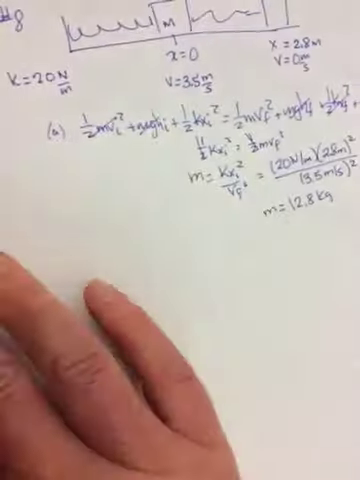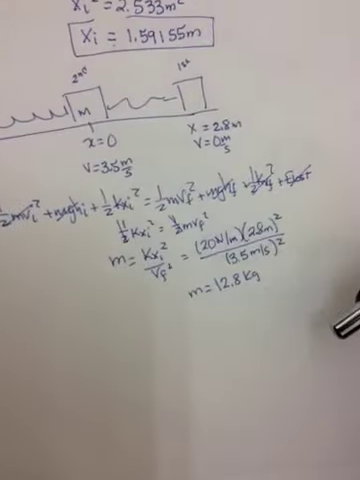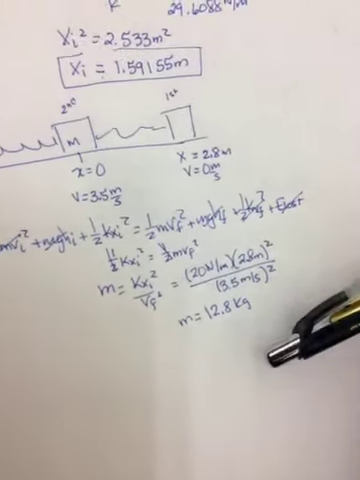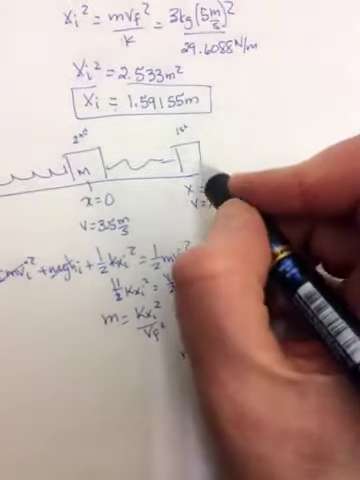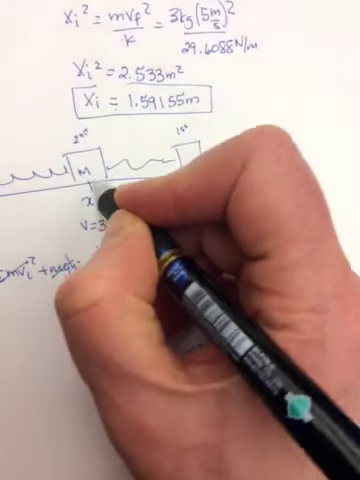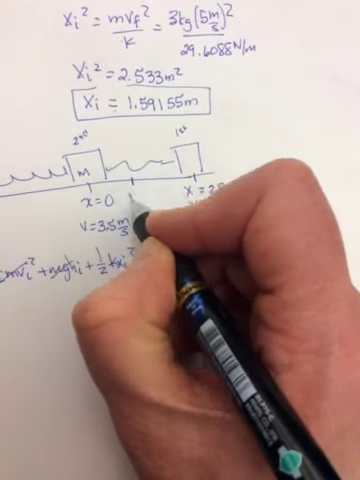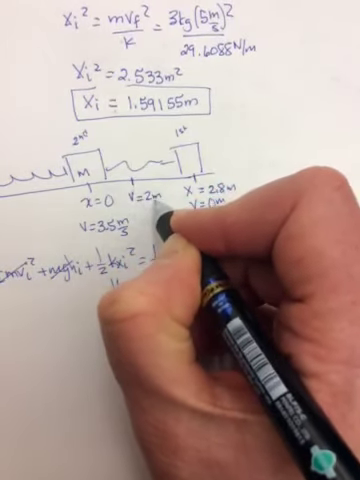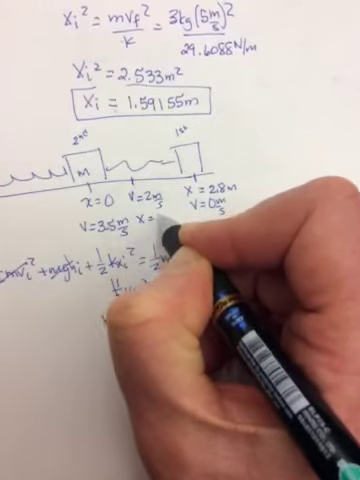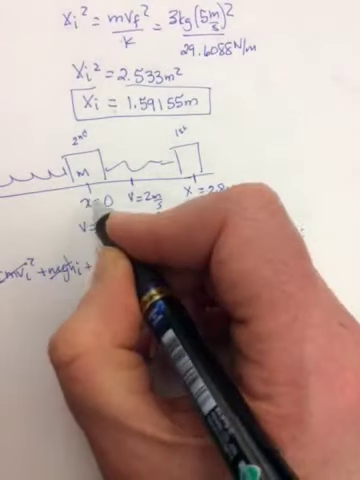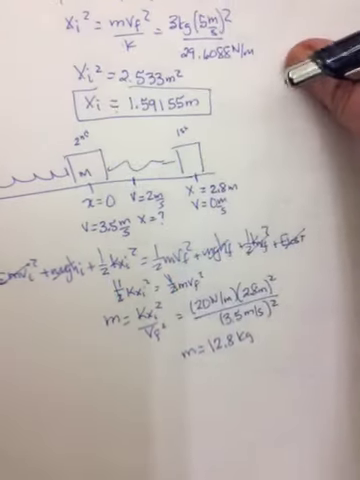Okay, but there's a second part, and it's usually the second part that people mess up. So the second part says, at what location will it have a speed of 2 meters per second? Here its speed is 0, here its speed is 3.5, so somewhere in between it's going to have a speed of 2 meters per second. And we're asking what's the x. And it should be somewhere between 0 and 2.8 meters.